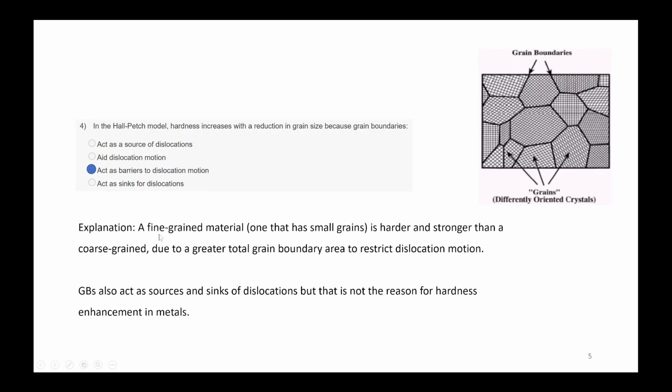Now the explanation is that a fine grain material, one that has small grains, is harder and stronger than a coarse grained one due to a greater total grain boundary area to restrict dislocation motion. Grain boundaries also act as a source and sinks of dislocations, but that is not the reason for hardness enhancement in metals.